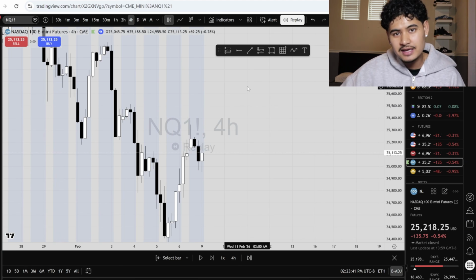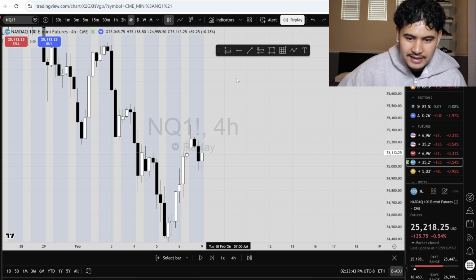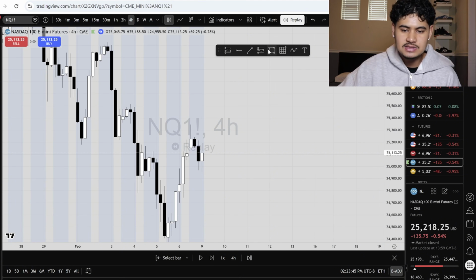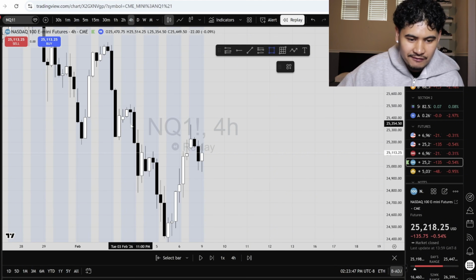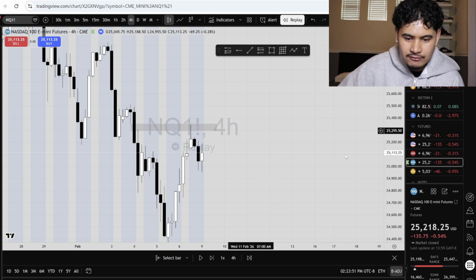So if you take a look at yesterday, we can see where the fair value gaps are. We have a 4-hour fair value gap right here that we can mark out, and you can see that it's getting respected.